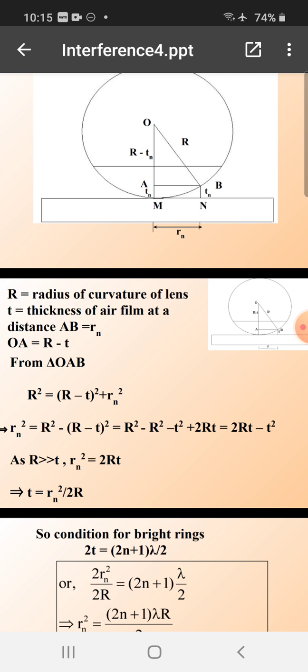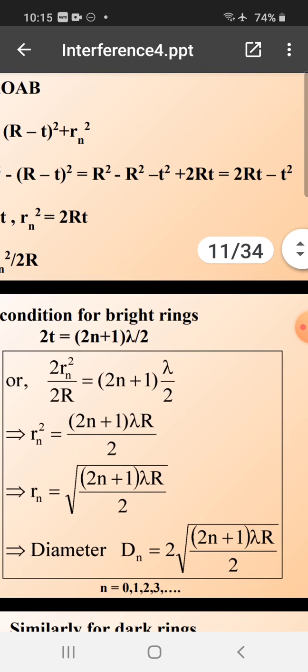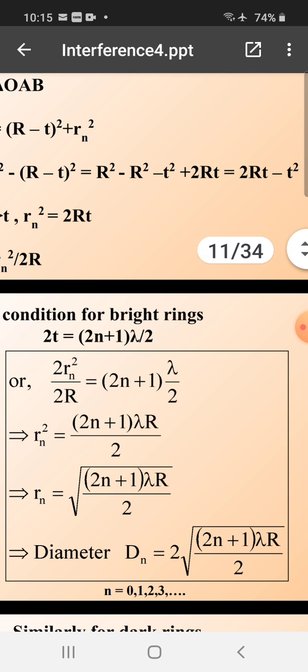So what do you get? Rn square is equal to 2rt. What is t? Rn square upon 2r. Now let us find the condition for bright rings. 2t is equal to (2n plus 1) lambda by 2. Putting the value of thickness, it is 2 rn square upon 2r is equal to (2n plus 1) lambda by 2. Or rn square is equal to (2n plus 1) lambda r over 2, or rn is under root of that.